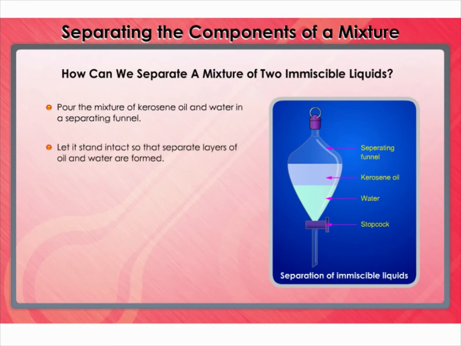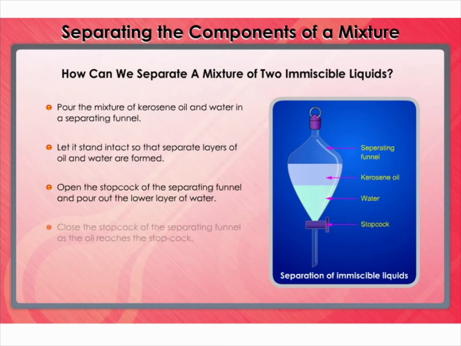Let it stand undisturbed for some time so that separate layers of oil and water are formed. Open the stopcock of the separating funnel and pour out the lower layer of water carefully. Close the stopcock of the separating funnel as the oil reaches the stopcock.